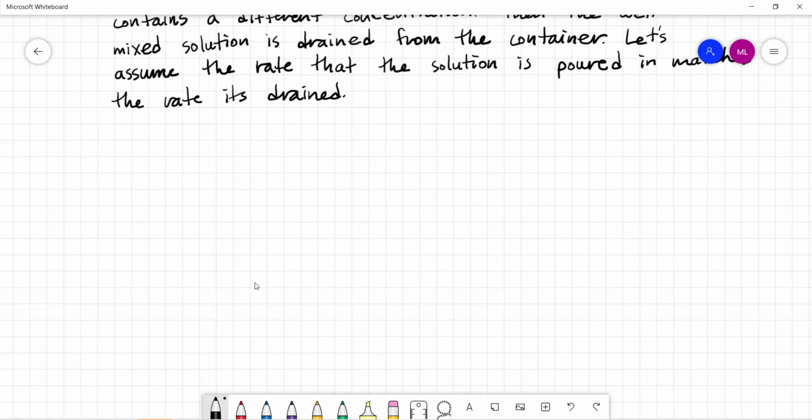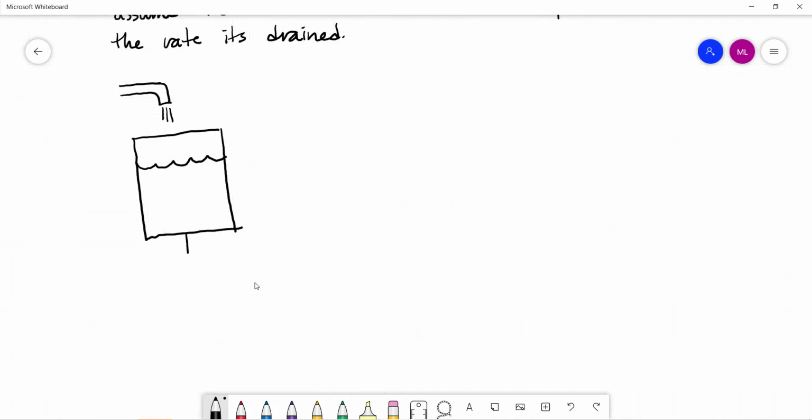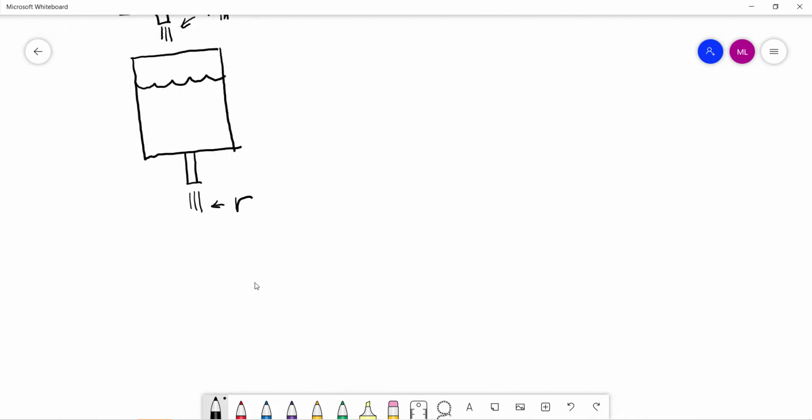So let's draw a little picture just to maybe make this a little bit more clear. So we've got some sort of spigot that is spraying in fluid into a big container. Here's our large container. It contains some fluid. And then we're draining fluid from the bottom of this container, shooting out of the bottom. And what we're saying is that the rate that it's coming in is going to be equal to the rate that it's going out.